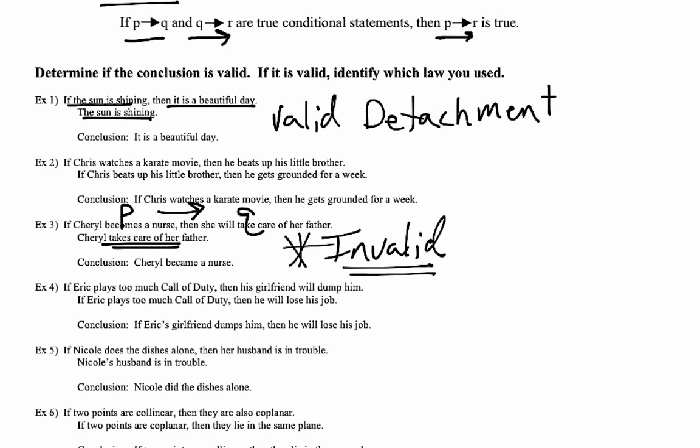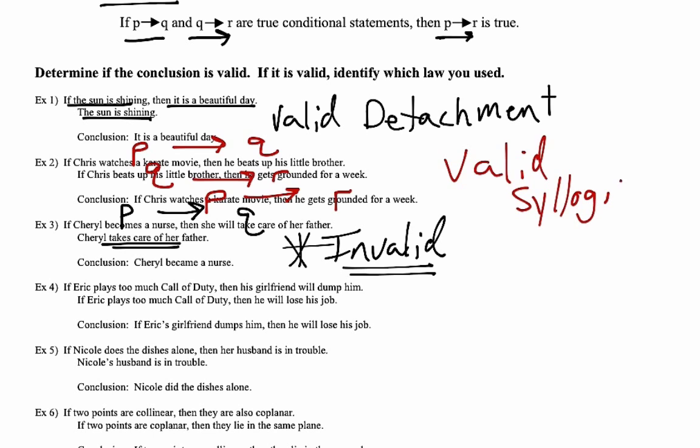So let's see if it follows the correct order of things. If Chris watches a movie, so that's a hypothesis, that will lead to beating up his brother. If he beats up his brother, so that same conclusion gets repeated, then he gets grounded for a week. So that's a new conclusion. So P led to Q and Q led to R. So the conclusion should be if Chris watches a karate movie, P, that should lead to getting grounded for a week, R. This is a valid use of syllogism. Many times you'll hear me refer to this as cutting out the middleman. Watching the karate movie will eventually lead directly to getting grounded.